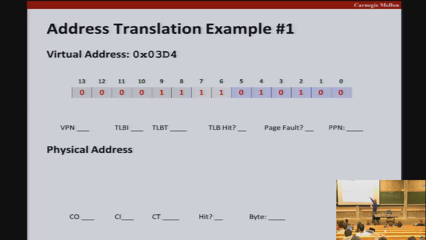Okay, so we've got this virtual address, which is 14 bits, 03D4. 4 times 3 times 4 is 12. Okay, 03D4. Hopefully I did that right. 4, 8, 12. Okay. 03D4.